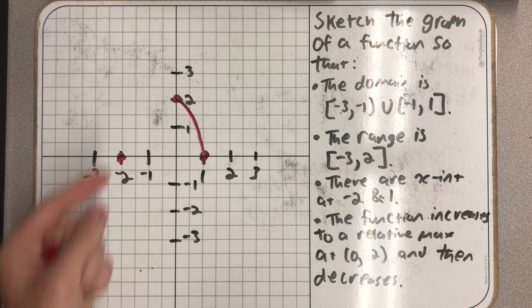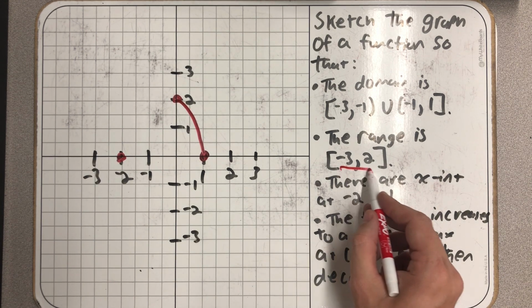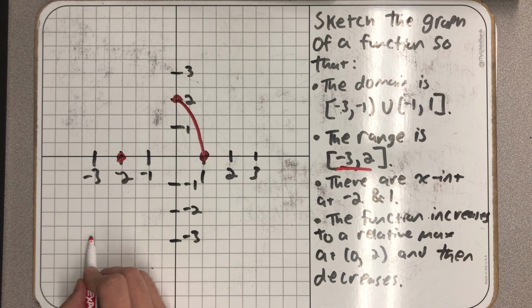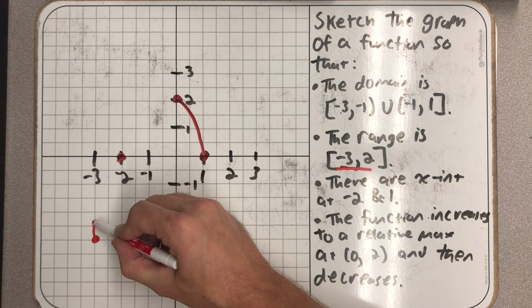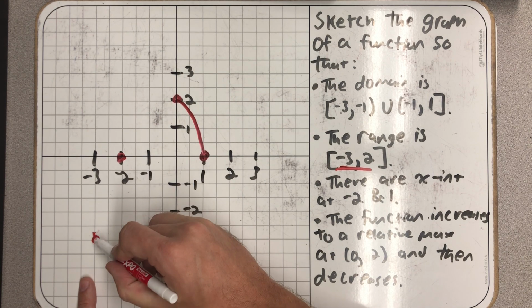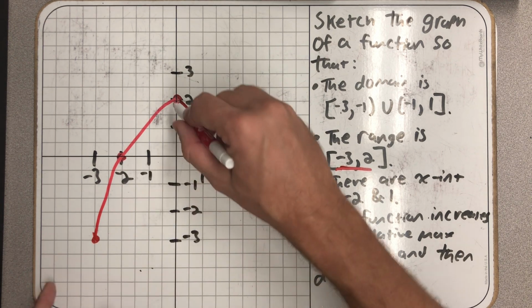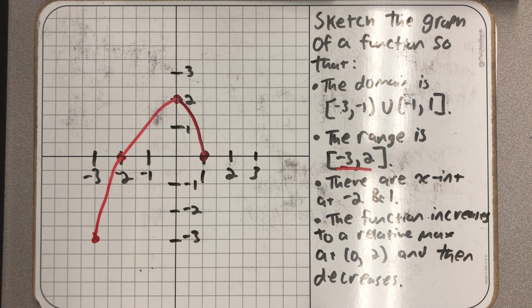On this side, I need to increase until that point, but I also need to make sure that I get all the y values between -3 and +2. So I'm just going to go on and let my function start all the way down here, and that way I have a point in the range at -3. I'll hit my x-intercept there on the way up, and I'll go on and connect it to my maximum. I'm increasing and I'm decreasing, and I've almost got this.